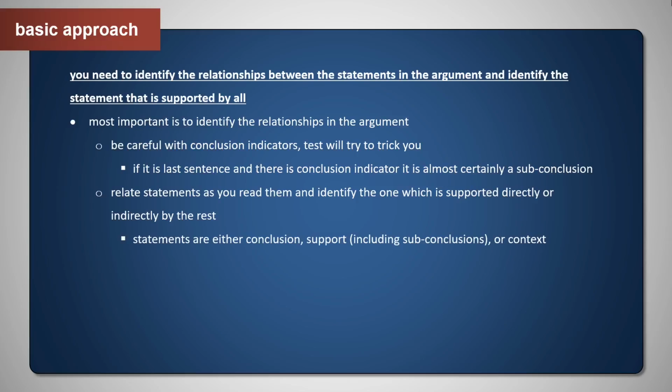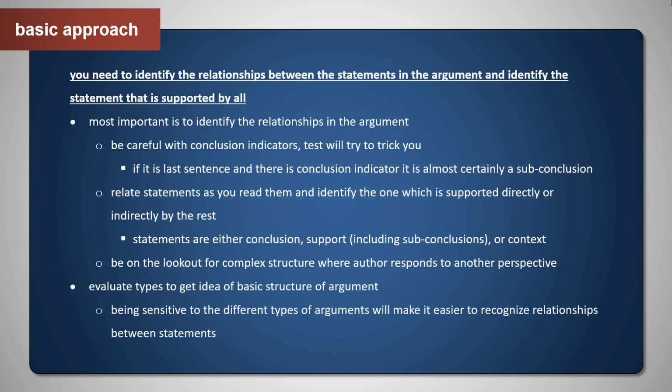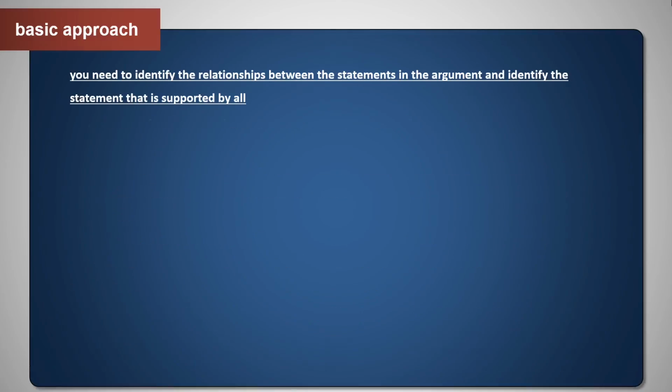And the statements are either going to be the conclusion, support for the conclusion, which includes sub-conclusions, or context. And you want to be on the lookout for the complex structure type where the author responds to another perspective. This is, like I said, something that's going to be very common for this question type. Likewise, you want to evaluate the different types to get an idea of the basic structure of the argument, because being sensitive to the different types of arguments, correlation, causation, explanation, etc., will make it easier to recognize the relationships between the statements.